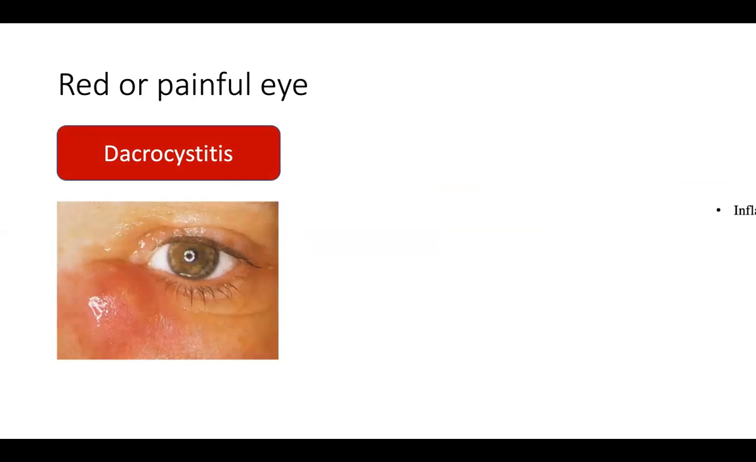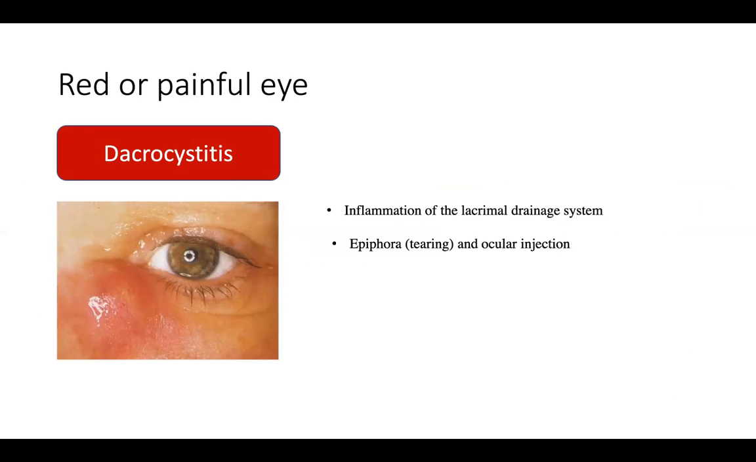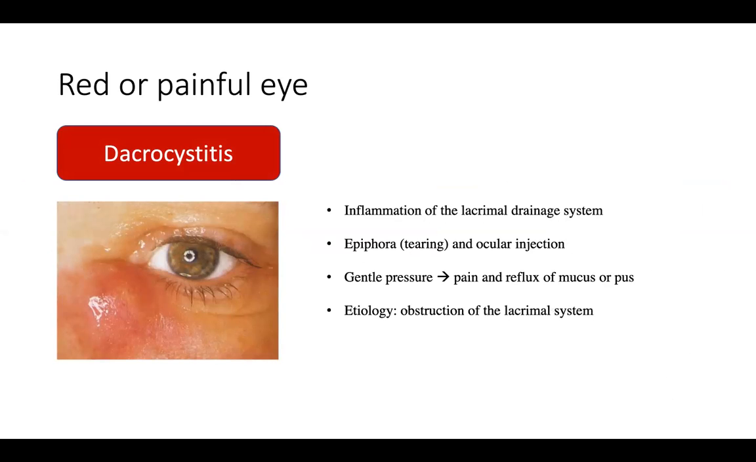Dacryocystitis is the inflammation of the lacrimal drainage system. It can produce epiphora and ocular injection. Gentle pressure over the lacrimal sac evokes pain and reflux of mucus or pus from the tear puncta. It usually occurs after obstruction of the lacrimal system. It is treated with topical and systemic antibiotics, followed by probing, silicone stent intubation, or surgery to re-establish patency.